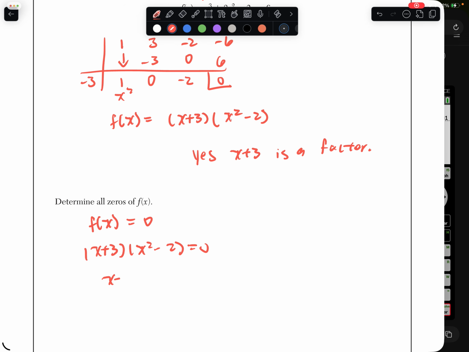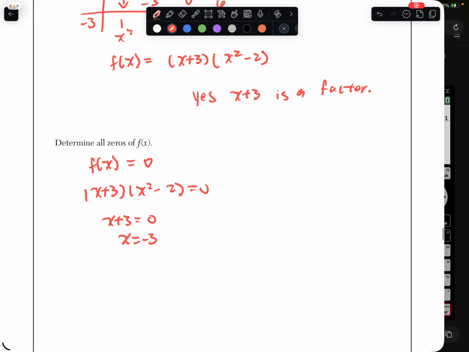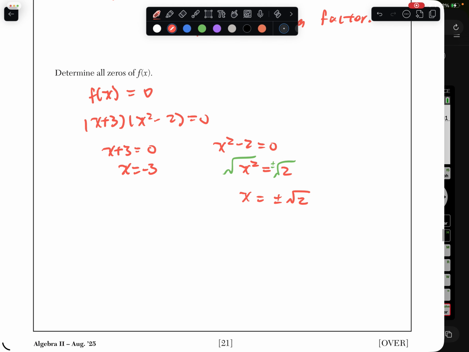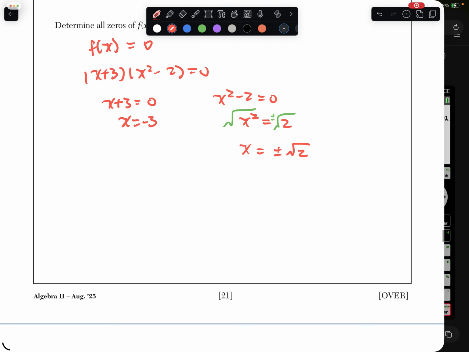So that means x plus 3 is equal to 0. So x is equal to negative 3. That's one zero. And then x squared minus 2 is equal to 0. So x squared is equal to 2. And to solve that, I would do x is equal to plus or minus square root of 2, because I'm taking the square root of both sides. But remember, if we're taking the square root of both sides, we need a plus or minus. So those are our 3 zeros there.